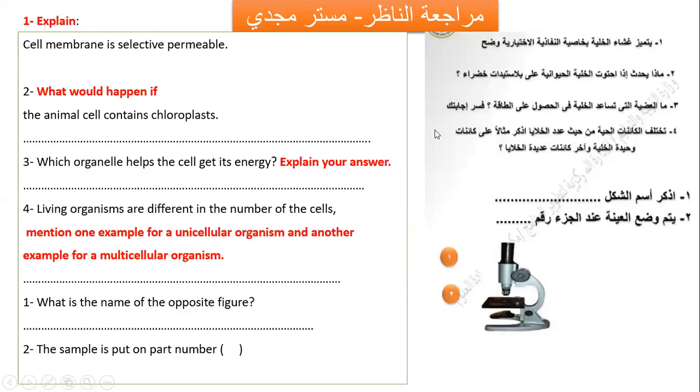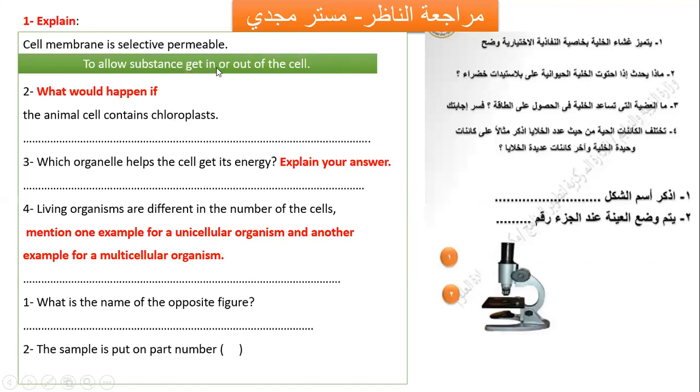So next one, cell membrane is selectively permeable. Why does the cell membrane have this property, selective permeability? We said because the cell membrane allows substances to enter the cell and leave the cell. So that's why, to allow substances to get in or out of the cell.